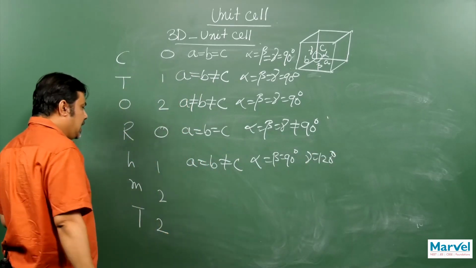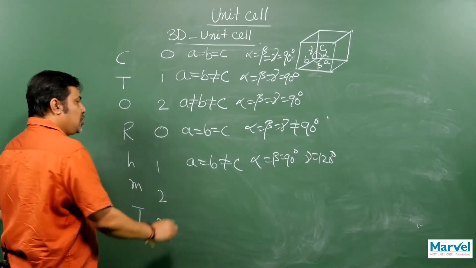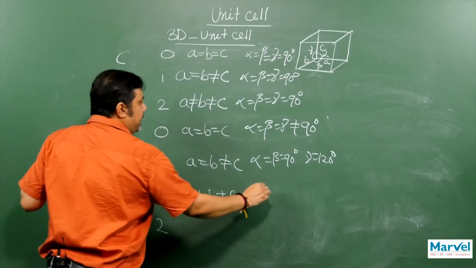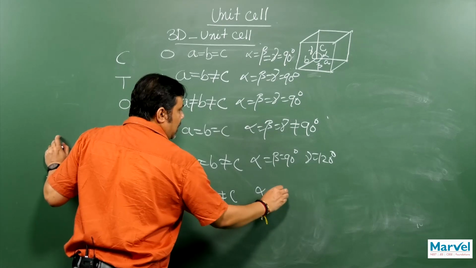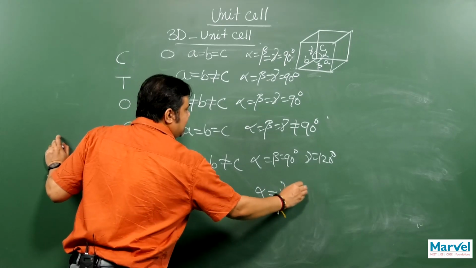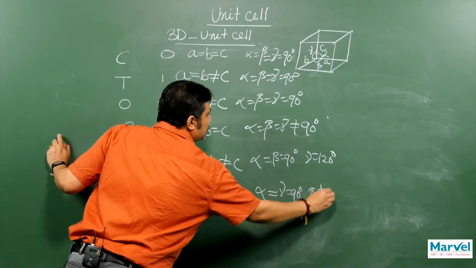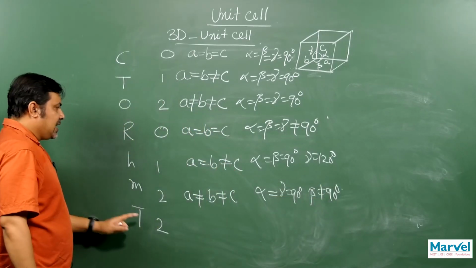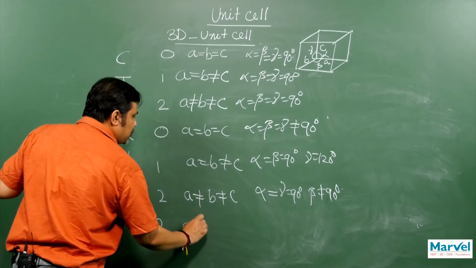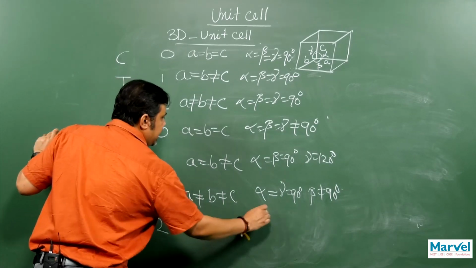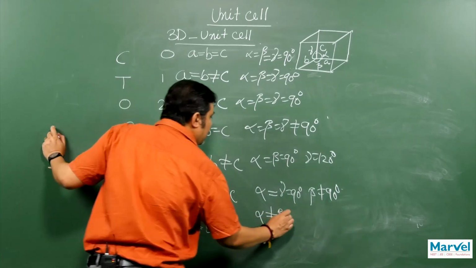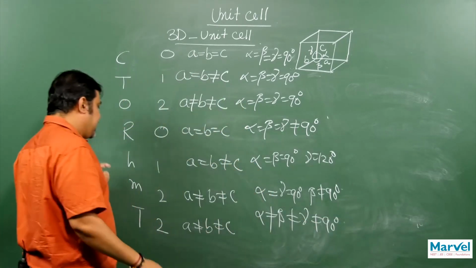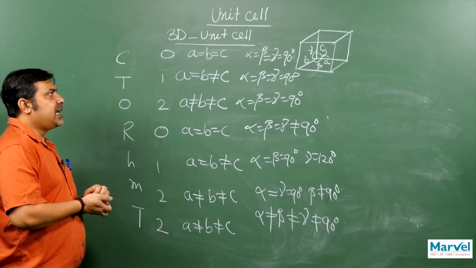And now you understand this 2 means 2 inequalities. A not equals B, B not equals C, alpha equals gamma equals 90, beta not equal to 90. So these things you have to understand. And now the last one: A not equals B, B not equals C, alpha not equals beta not equals gamma, not equal to 90. So in the case of this one, we write down these things.